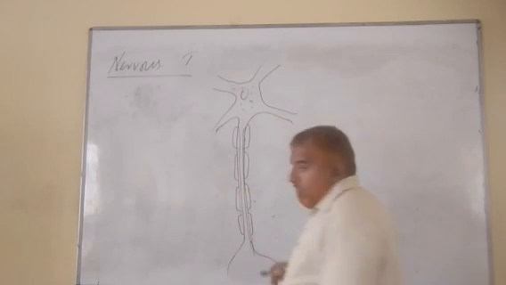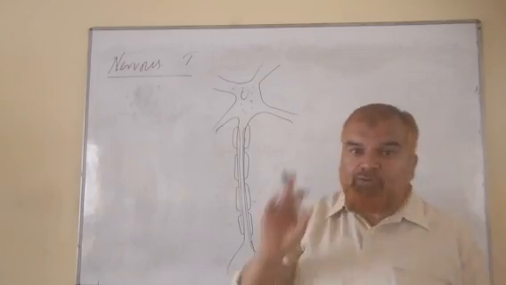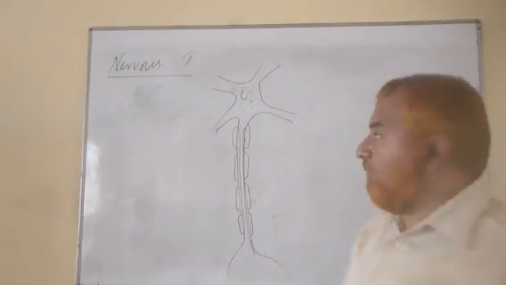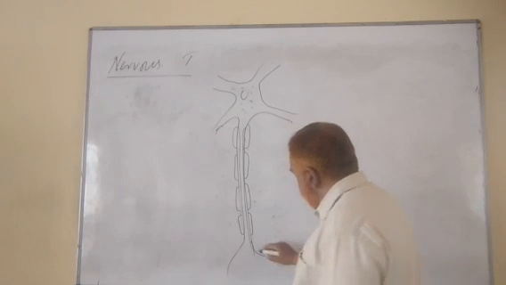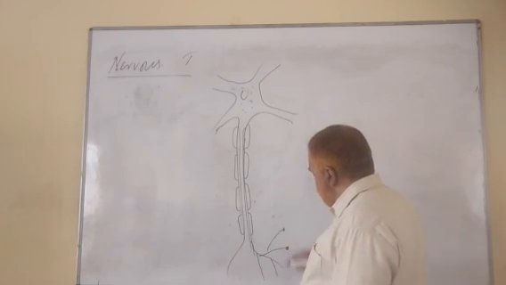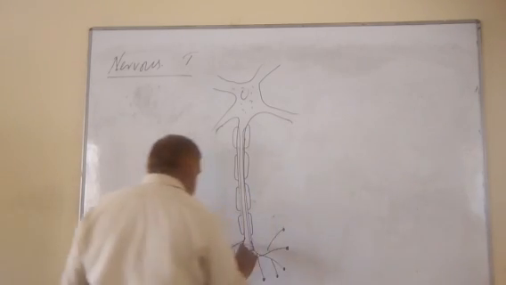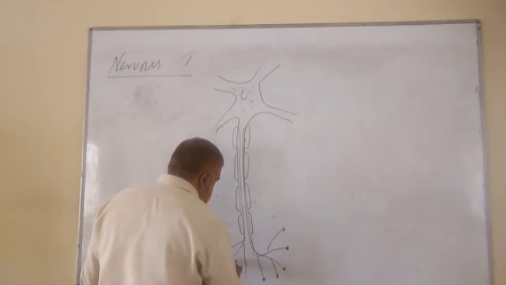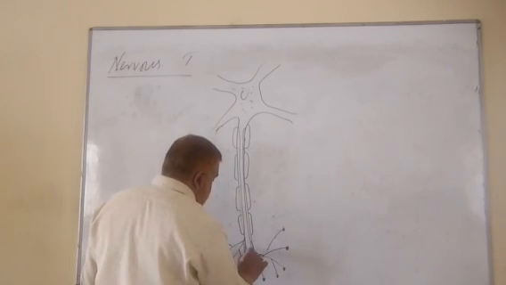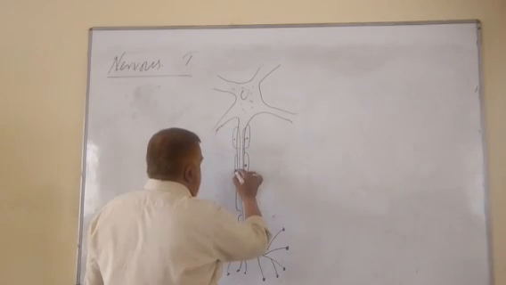Clear? Fine. One is known as cyton, the cell body, and the other is known as axon. Mainly it is made up of two components: the cell body is known as cyton, and the fiber is known as axon. Clear? Then here, the branches, telodendrites, synaptic knobs, neurilemma sheath, myelin sheath, nodes of Ranvier, we will label. Clear?